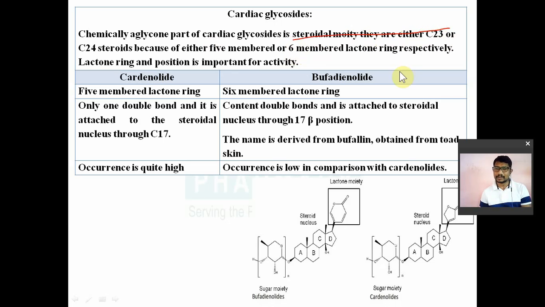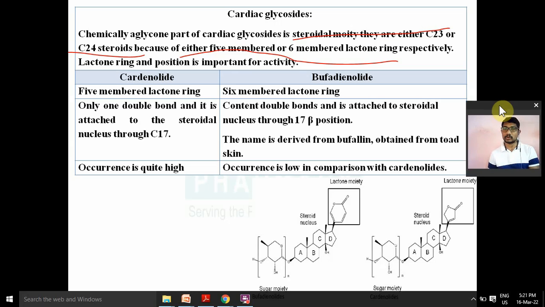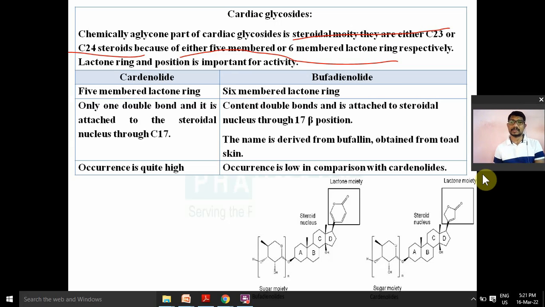Either they are C23 or C24 steroids. The total number of carbon atoms will be either 23 or 24. That is different because they will have either a 5 membered ring or a 6 membered ring at the 17th position. And depending on that, they are classified. If the cardiac glycoside has a 5 membered ring, they are known as cardenolides. And if a 6 membered ring is present, they are known as bufadienolides.